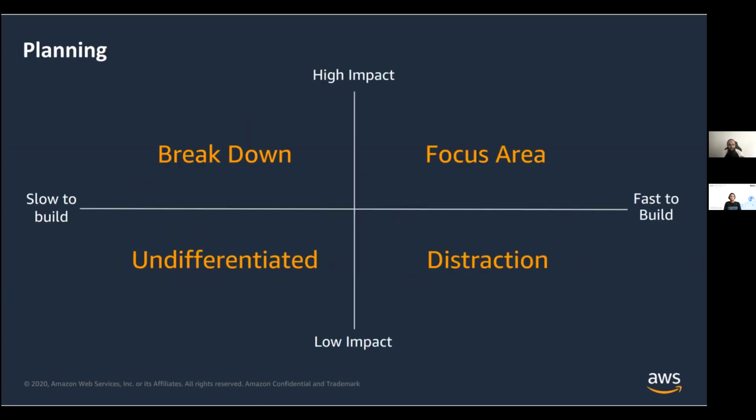So you want to have high impact items out there always, and then try to remove all the low impact stuff like undifferentiated heavy lifting or infrastructure, and all the distraction away, so that you can have that focus area. And this is the sweet spot you're talking about, right? You should be able to build fast and also build things that are high impact for users and for your business.